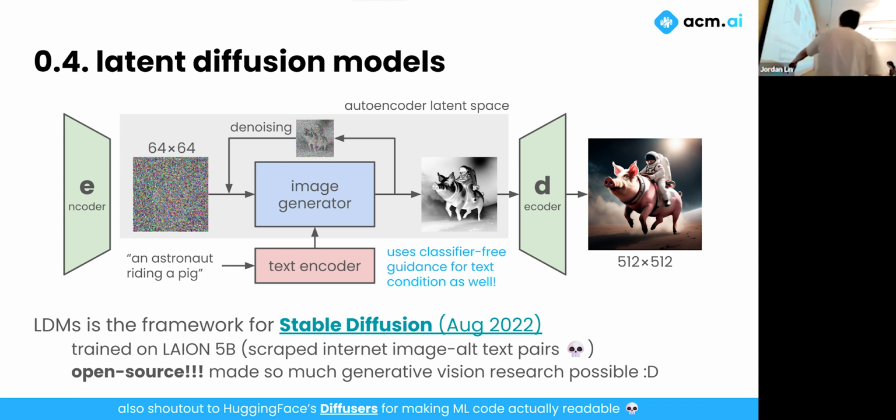Also, shout out to Hugging Face diffusers for basically making ML code actually readable. They integrated a lot of these into things that you can actually run, and it makes research a lot easier, because if there's one thing that most ML scientists can't do, it's write good code. They can do great research, but their code, absolutely not.